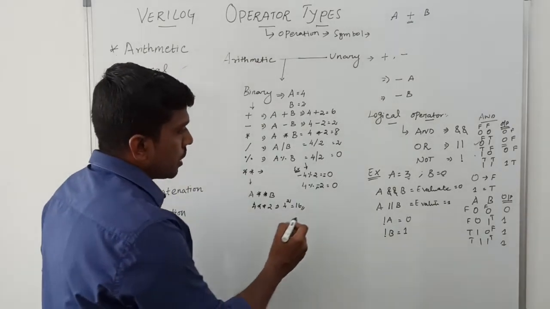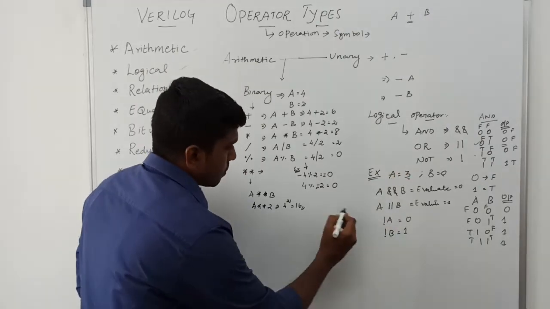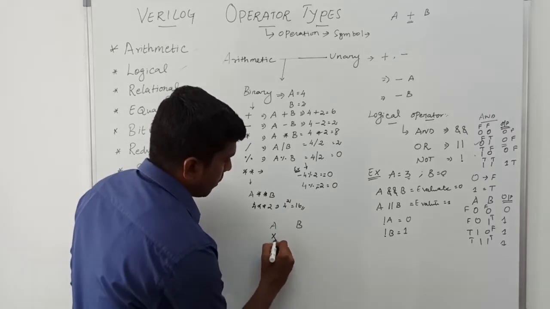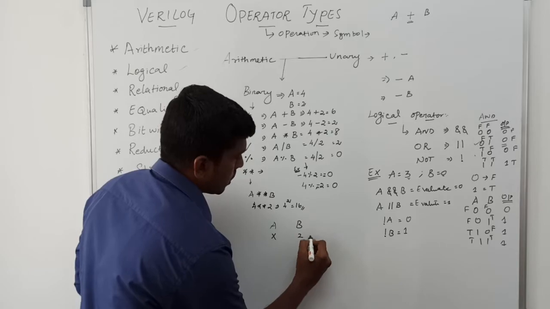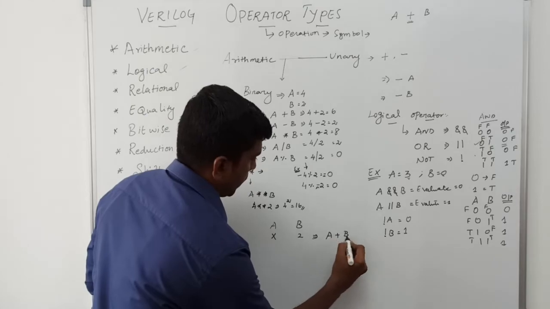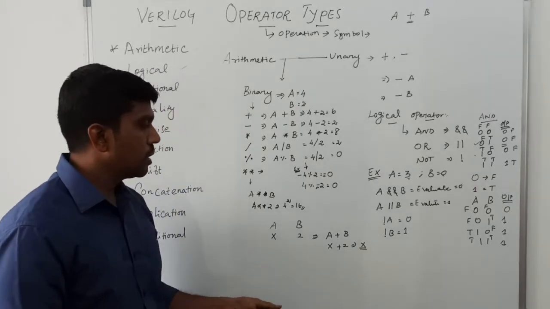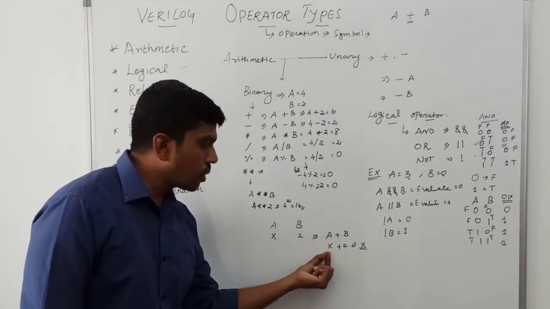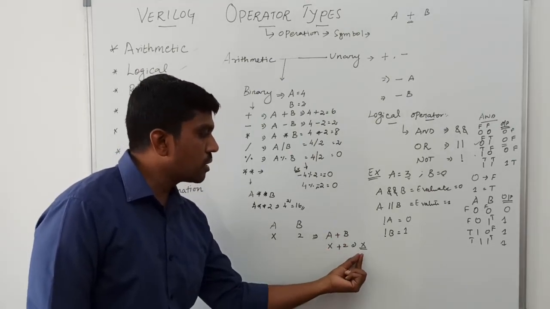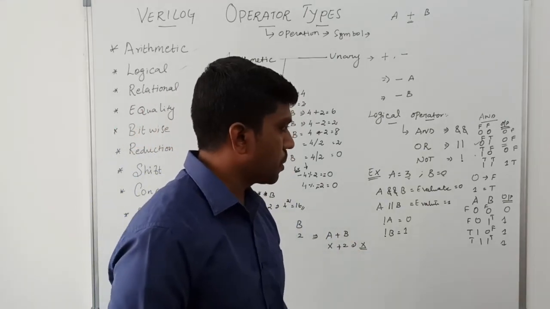One more thing: here the two operands are valid values. Suppose an operand value is a don't care value. Let us consider A is don't care and B is 2, and you apply the arithmetic addition, A plus B, so don't care plus 2. What is the result? Don't care. If any one of the operand values is don't care and the other is a known value, then after adding, all the bits of the result are don't care. Just remember this concept also.